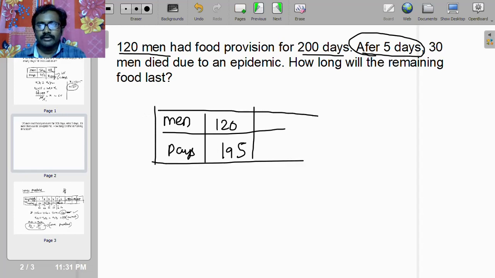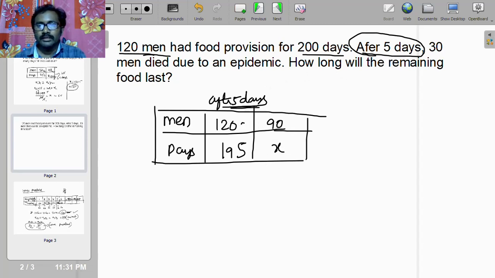120 men for 195 days. So we are doing it with after 5 days. Now after 5 days, 30 men died due to the epidemic. That means 120 minus 30 is nothing but 90. Now it is asking how long the remaining food will last. So that will be x.